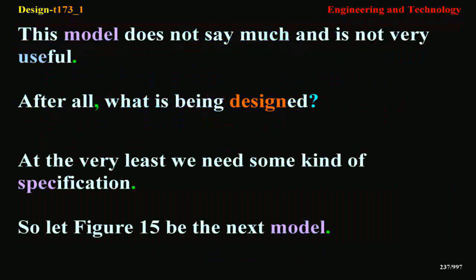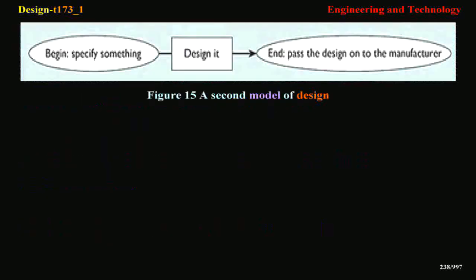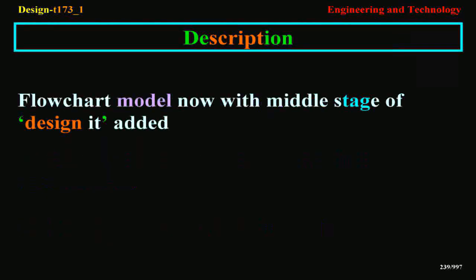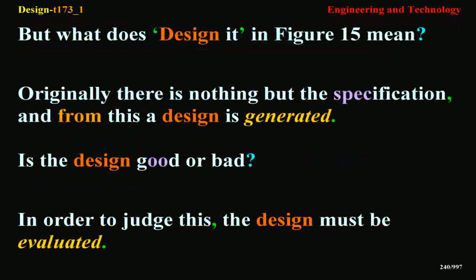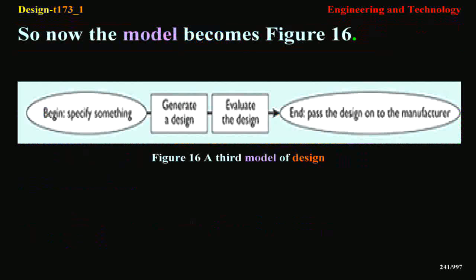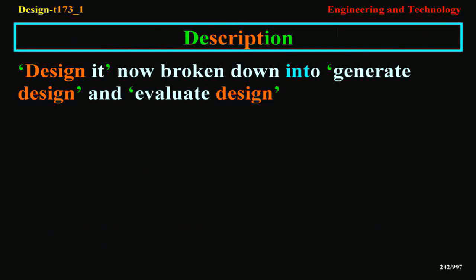So let Figure 15 be the next model. Figure 15, a second model of design. Description: flowchart model now with middle stage "design it" added. But what does "design it" in Figure 15 mean? Originally there is nothing but the specification, and from this a design is generated. Is the design good or bad? In order to judge this, the design must be evaluated, so now the model becomes Figure 16. Figure 16, a third model of design. Description: "design it" now broken down into "generate design" and "evaluate design".